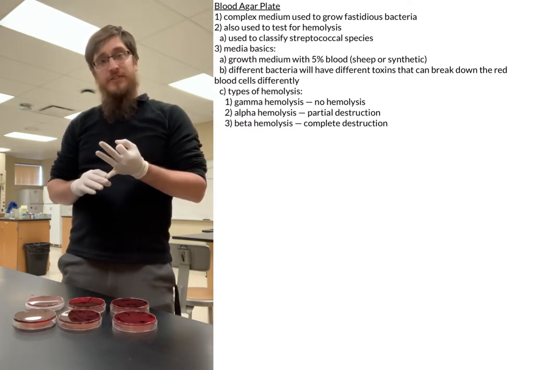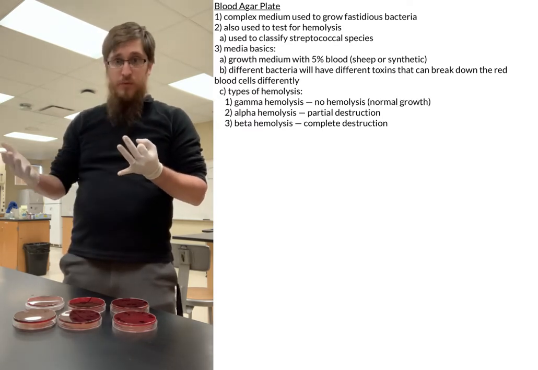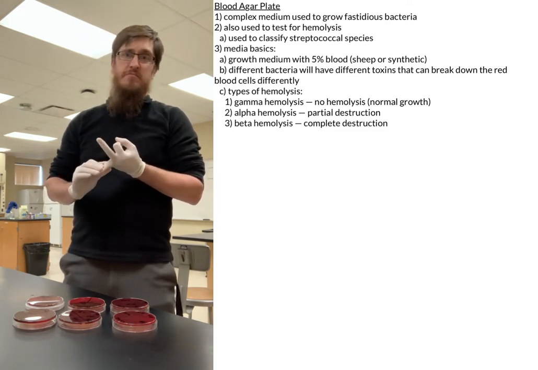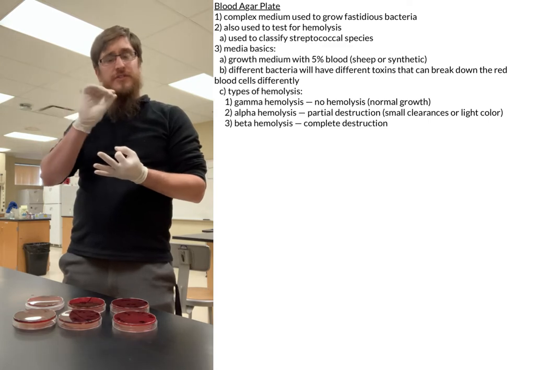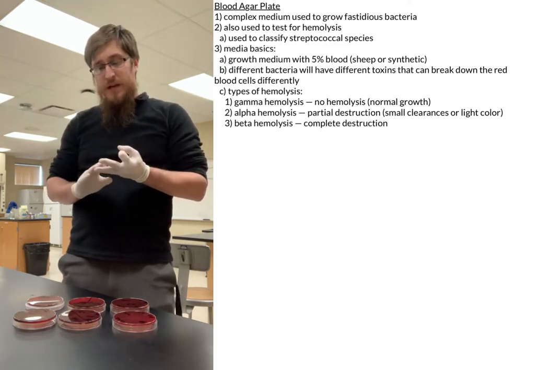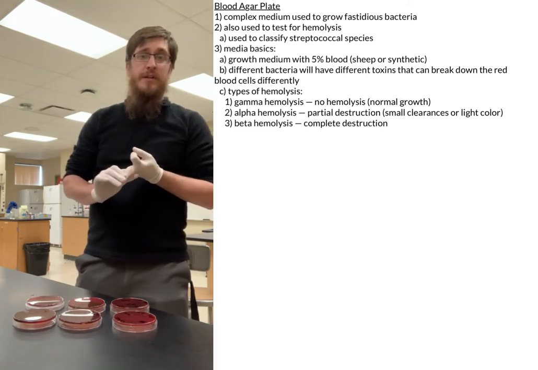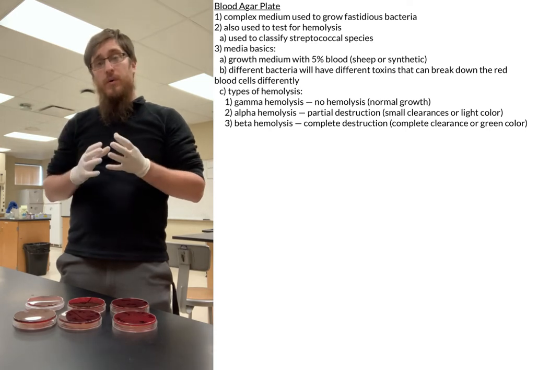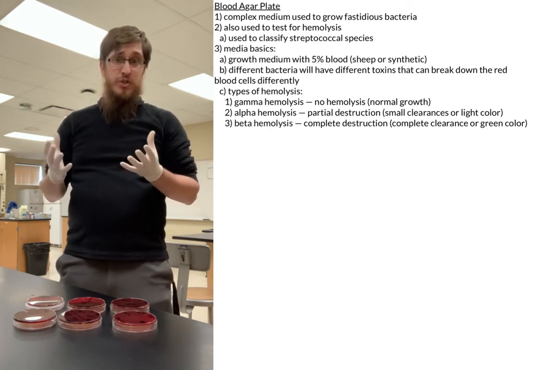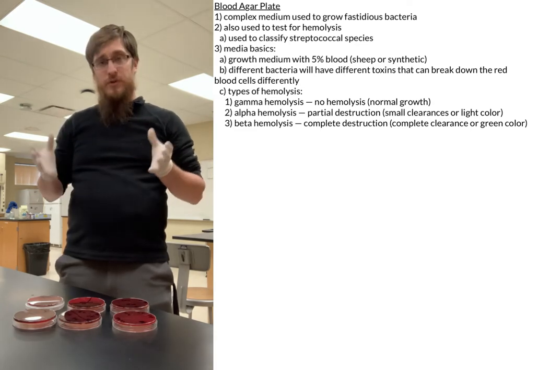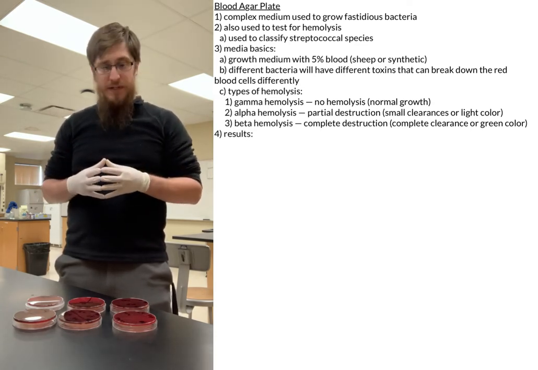Normally, gamma hemolysis will just look like normal growth on a plate. Alpha hemolysis will look like small clearances around our colonies, maybe a bit lighter coloration on the plate. And then beta hemolysis will either look like a complete clearing around our colonies, or it will look kind of greenish. So with our media basics out of the way, let's move into our results and talk about how to score our plates.